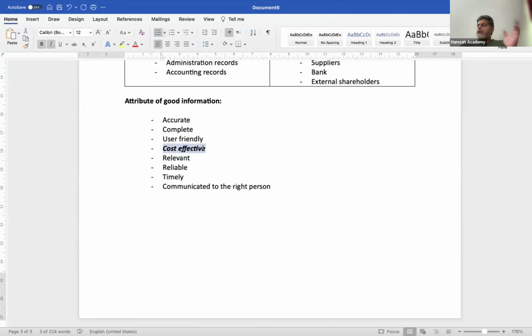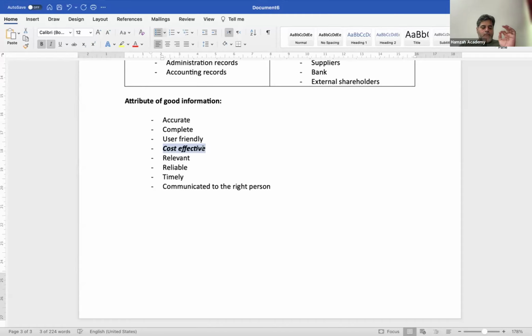The whole of management accounting talks about cost and everything. By default, primarily, this is the point around which the whole of management accounting moves. Okay, the point is cost effectiveness. The information that you are going to extract or provide has to be cost effective. If it's not cost effective, then there is no point of having the information.